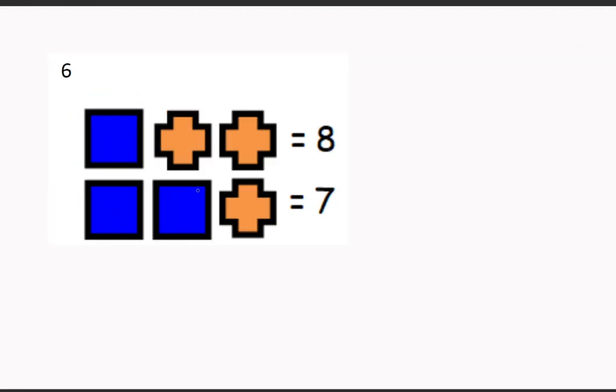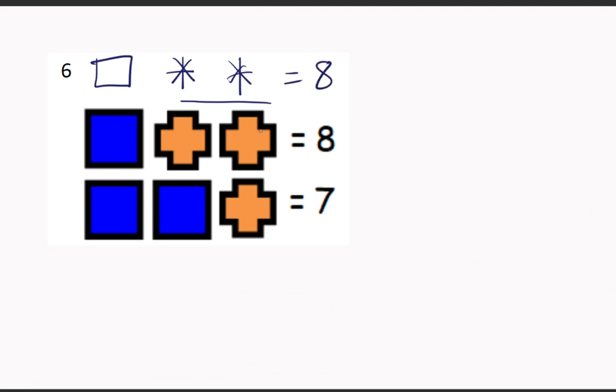Okay, similar thing here. What are we going to do this time? Well, again, this time what we're going to have to do is double the top row. So we know that a square and 2 of these shapes make 8. So imagine I had another square and this shape, just draw it as a star. That would also make 8.